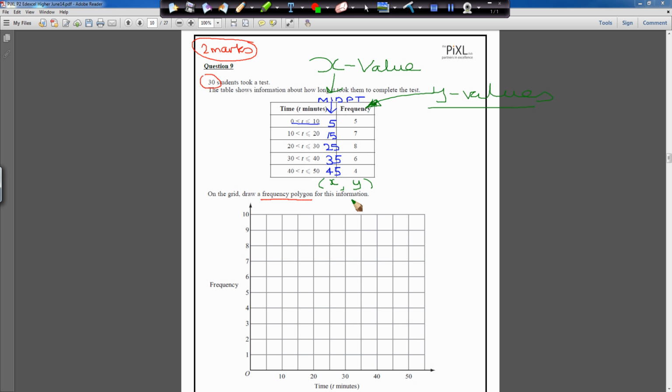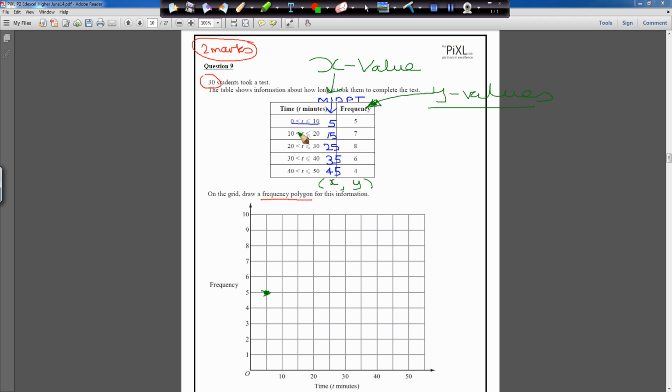So let's start plotting. The first one is 5 along the time on the bottom, and then this is the height, the y, 5 up. So we go across by 5 and up by 5. Put a dot or a cross. Okay, I think we'll stick with the cross today.